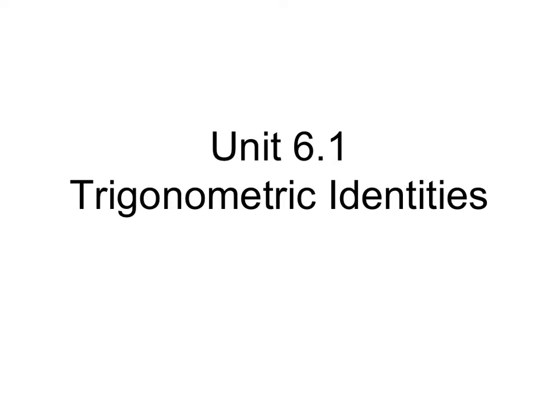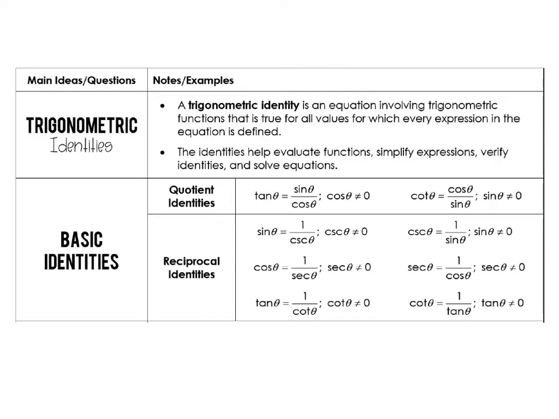In this unit, we will be talking about our trigonometric identities. And notice that we are told that a trigonometric identity is an equation involving trigonometric functions that is true for all values everywhere the expression in the equation is defined. The identities help evaluate functions, simplify expressions, verify identities, and solve equations.